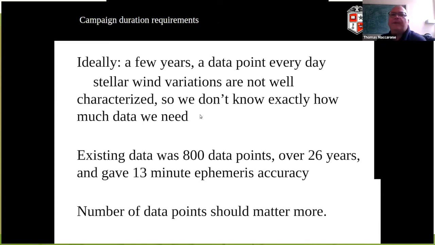All right, so campaign duration requirements. Ideally, I would say a data point roughly every day. You know, there will be parts of the year when you can't observe this because it's too close to the sun, but for most of the time, get a data point every day. I think that'll probably work. We don't really have good characterization of what the stellar wind variations are doing, so we don't know exactly how much data we need. But the existing data was 800 data points over 26 years, and that gave an accuracy of about 13 minutes for the ephemeris.